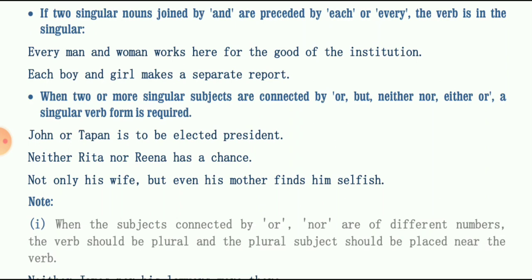When two or more singular subjects are connected by or, nor, either or, neither nor, a singular verb form is required. John or Tapan. John and Tapan have been connected with or. So we will use the singular helping verb is. Neither Rita nor Rina, we will use singular has. Not only his wife but even his mother. Even his mother is singular. So we will use the singular verb finds.